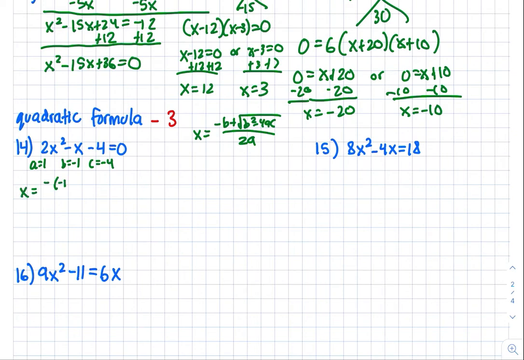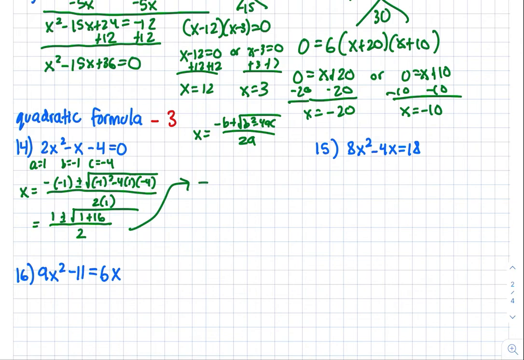Negative b, which is negative 1, plus or minus the square root of negative 1 to the second minus 4 times 1 times your c, all over 2a. So negative times negative 1, that's 1, plus or minus. Negative 1 squared is 1. Negative 4 times 1 times negative 4 is 16, all over 2. So you're going to get 1 plus or minus square root of 17 over 2. Nothing can simplify, so that's going to be your answer.